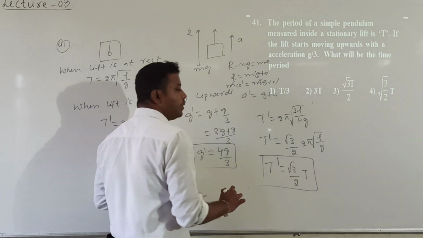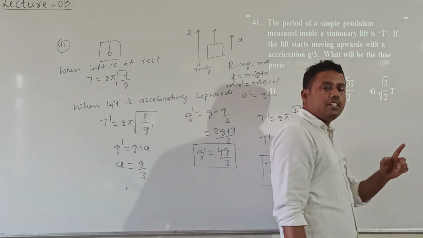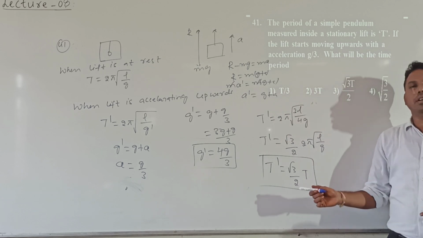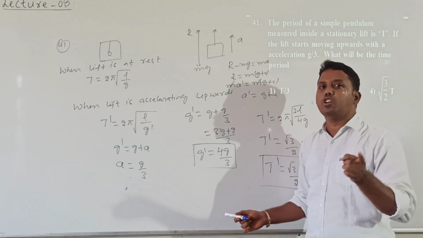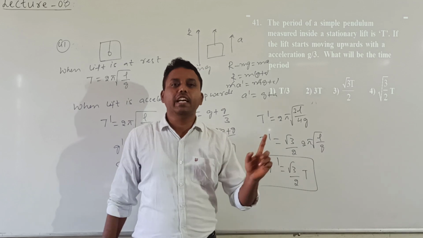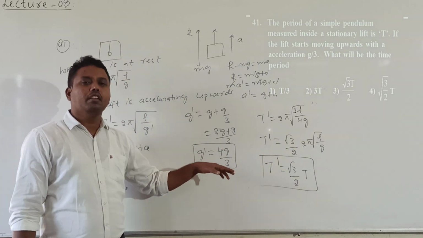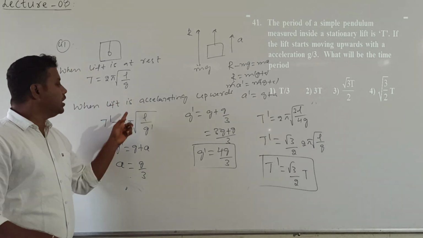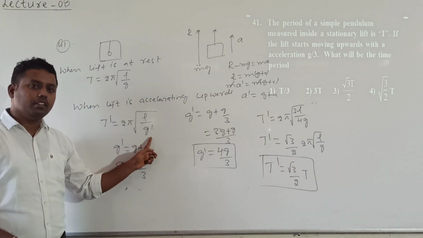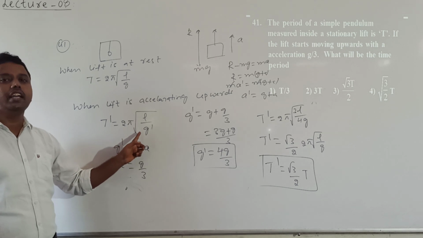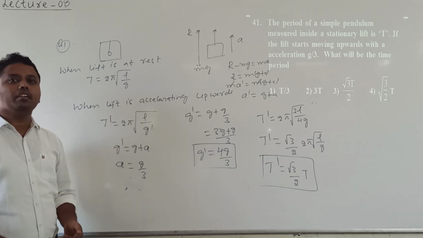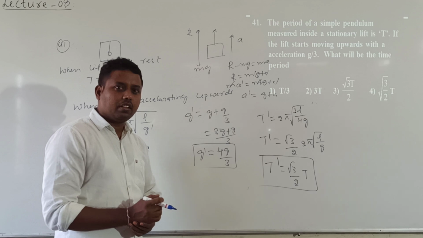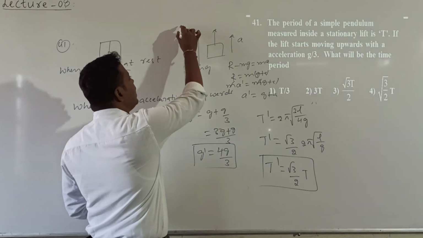So what happened to the time period value? 1.732 by 2 is 0 point something. So is T dash greater or T greater? T dash is smaller than T. Why? Because when the lift is accelerating up, what happens to the acceleration due to gravity? It increases. What happens to the time period? It decreases. Clear? This point should be clear.